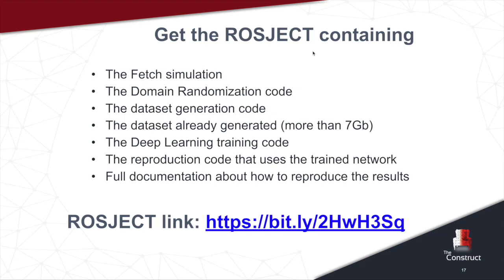So the Rosject that we created for that contains the fetch simulation, the domain randomization code, and the dataset generation code, so the code that generates the dataset. We also have included the dataset. Actually, it's more than 7 gigabytes. Even if we explain how to generate your own dataset, and we include the dataset generation code, we already provided the one that we used, just in case you want to reproduce the exact results as we had, and also to prevent you from having to generate the dataset, because it takes a long time.